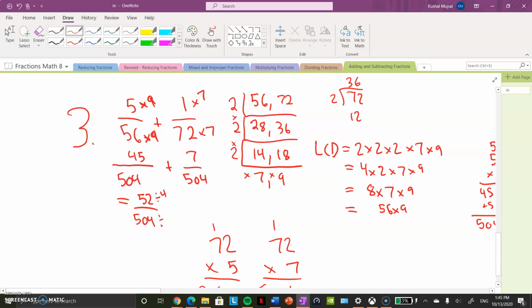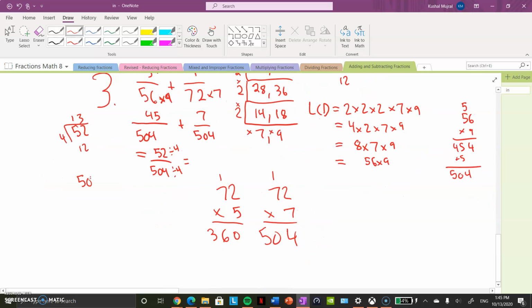Divide by 4, which becomes 52 divided by 4 is 13. And 504 divided by 4 is 126. Okay, this 126 goes here, this 13 goes here, and then we're left with 13 over 126. And I think that's it.